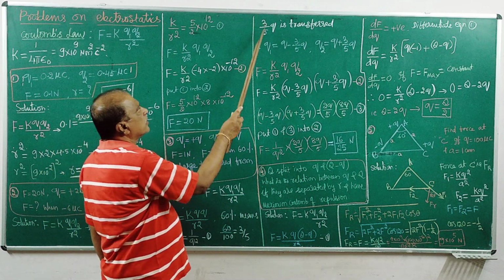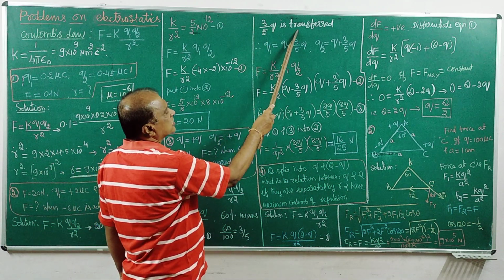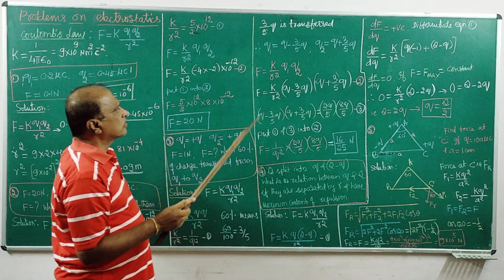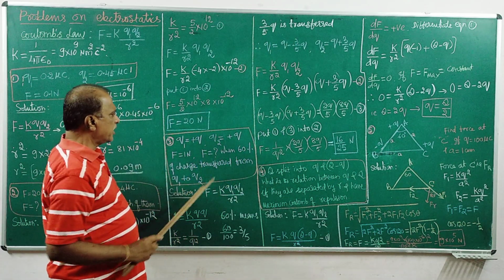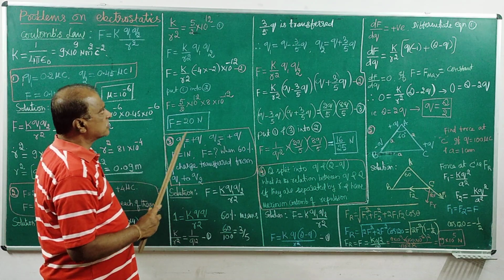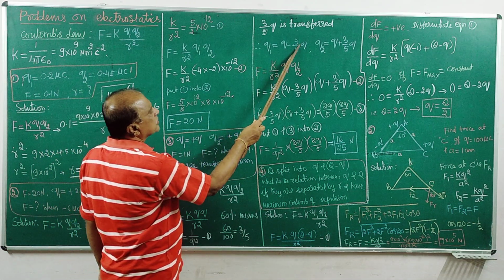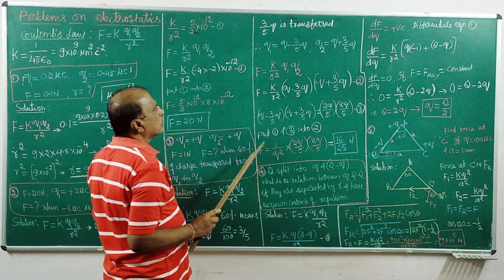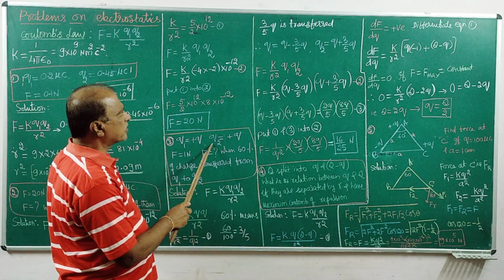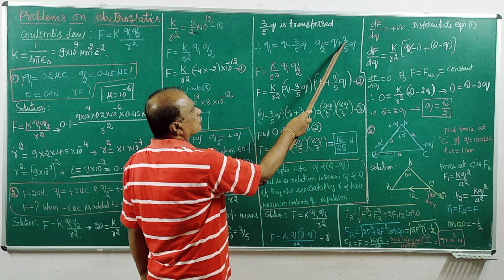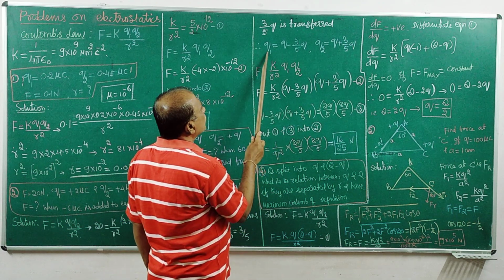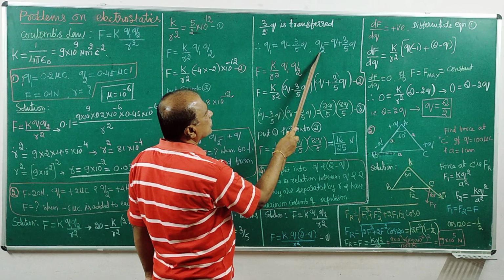That is 3 by 5 Q charged. That is transferred. If this amount is transferred, the remaining charge on this is this minus this. That is less by this. What is the charge at this point? More by this, 3 by 5 Q.